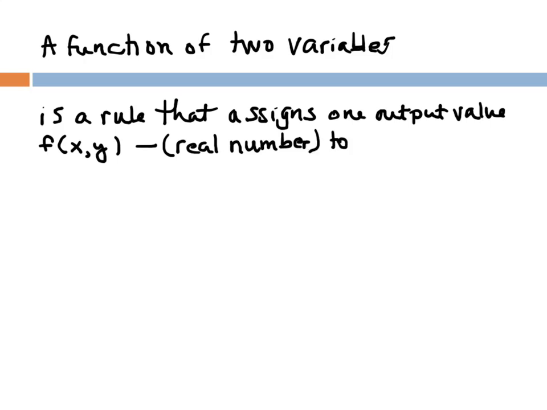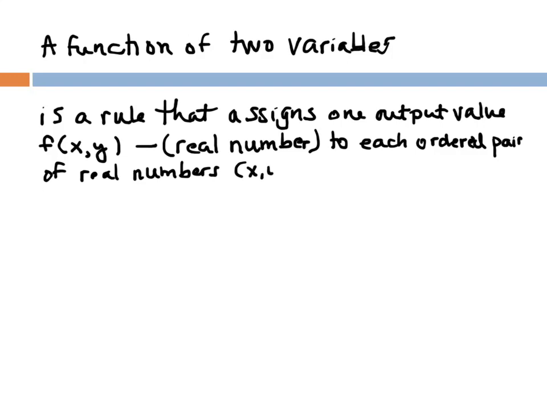To each ordered pair of real numbers x, y. So in this case, we have two inputs, x and y, and we're going to have one output. And not only are we going to do that, because we did that in Calc 3, but it's going to actually be a function now, right? So it's exactly one output for each input.